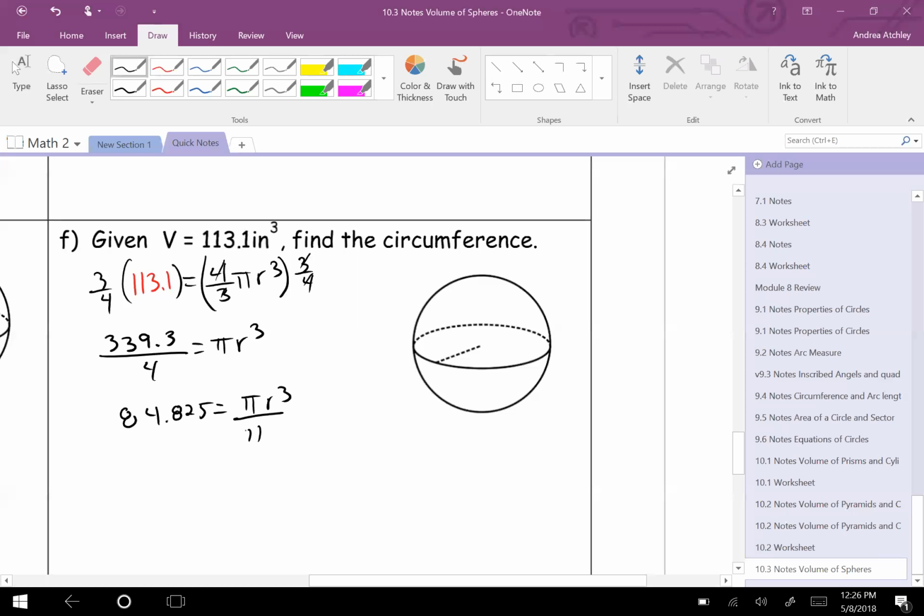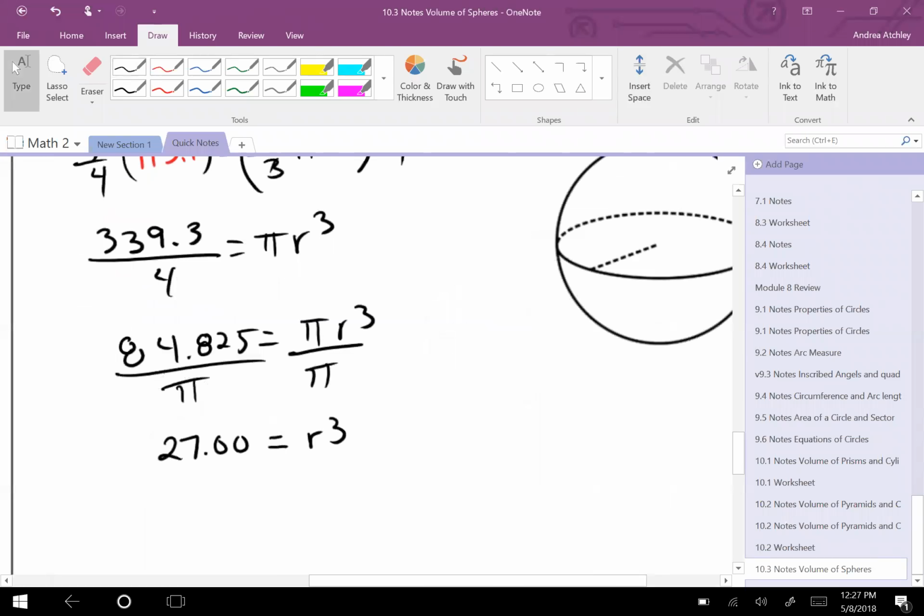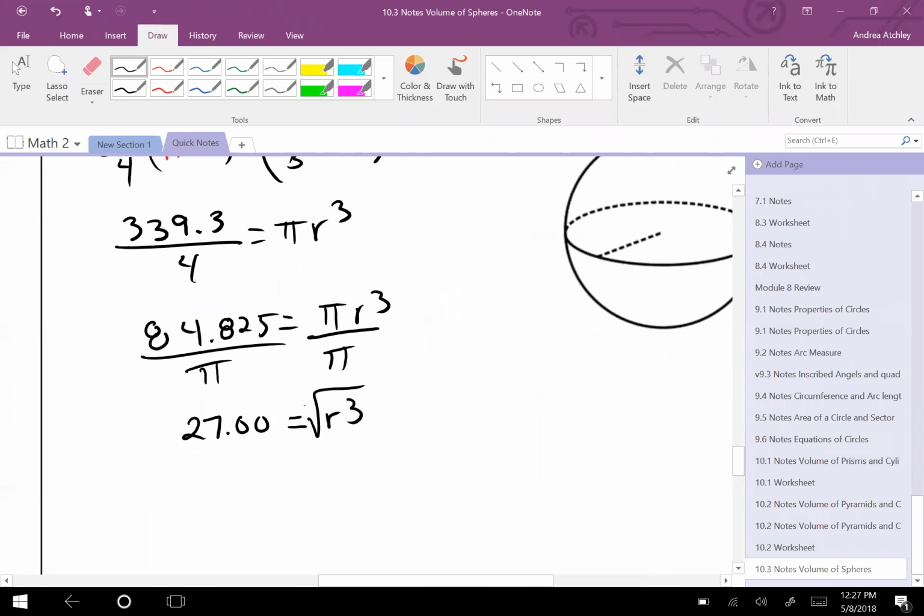Then I divide both sides by pi. And that gives me 27.00. The cube root, and you get your radius to be 3.